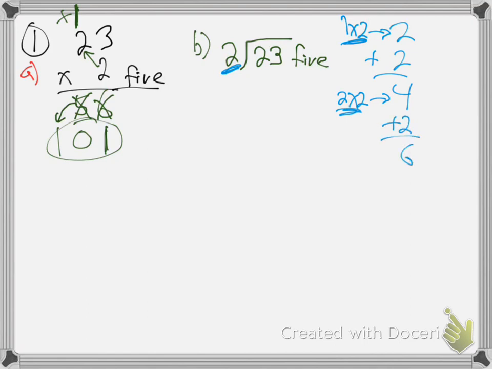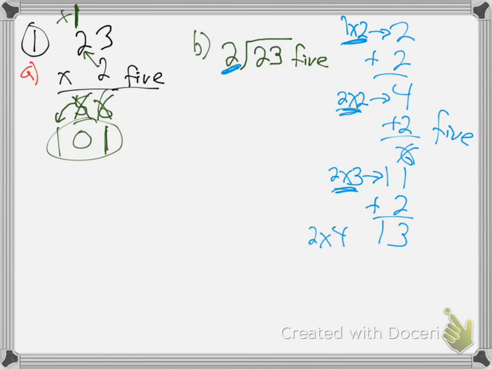But remember, we're in base 5 here. This is all base 5. So 6 is actually 1, 1. You know, this represents 5, and 1 more is 6 in base 5. So it's 1, 1. What's that? That's 2 times 3. And now add another 2. 2 and 1 is 3. 1, 3. That's 2 times 4.